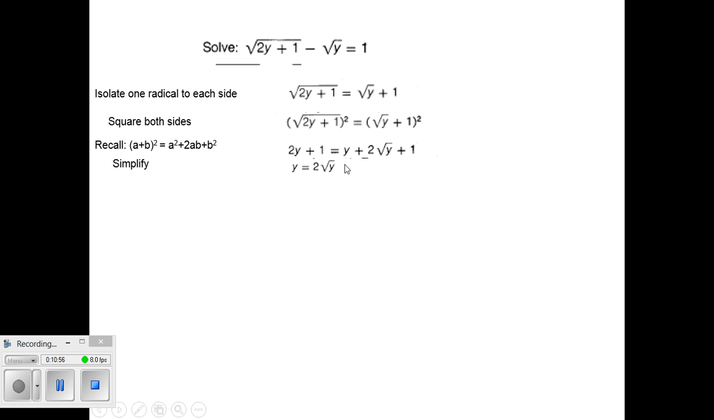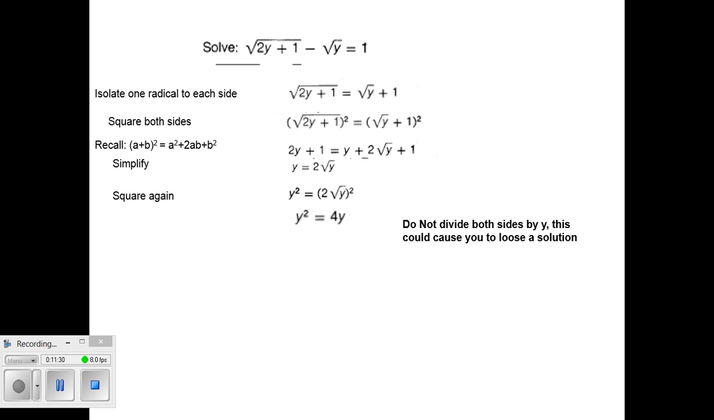We can easily see we can lose 1 off of both sides, and we can subtract y off of both sides. So in doing that, we now are left with having to square this again to solve for y. Let's see what happens when we do that. We square both sides again, and we get y squared equals the quantity of 2 root y squared, which is going to give us y squared is equal to 4y. That should lend itself to a factorable expression.